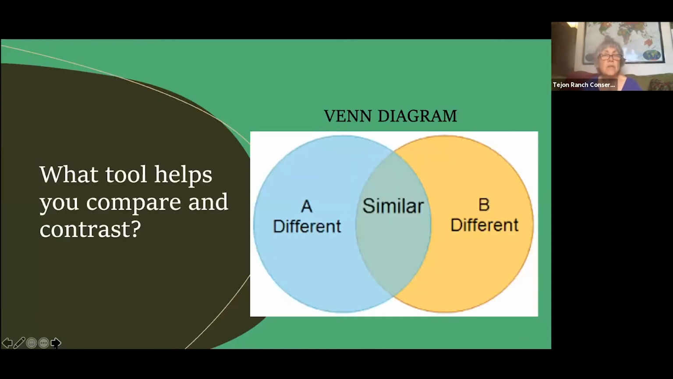What's the tool that we use when we're trying to diagram compare and contrast? The Venn diagram. I'm sure you're all very familiar with this. It's two circles that overlap each other, and on each side are the different individual characteristics of the two things you're comparing. In the middle is what they have that's alike.